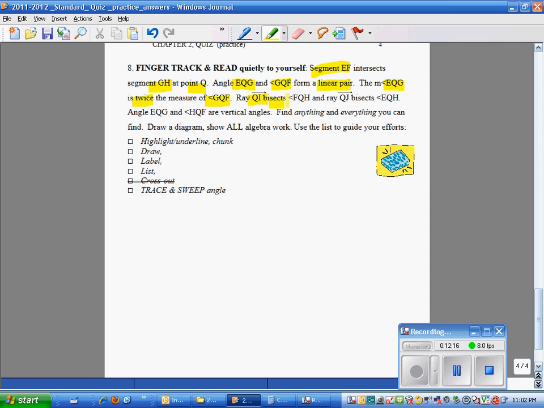So right now, we highlighted and we drew. Now we're going to chunk. There's one chunk, another chunk, another chunk. There's the and, chunk at the conjunction, and one step at a time. It says segment EF intersects GH at point Q. So we have EF and we have GH at point Q. We're not told that it's a right angle, so I'm going to purposely offset it. Okay, we're going to cross that out as we have accounted for it.